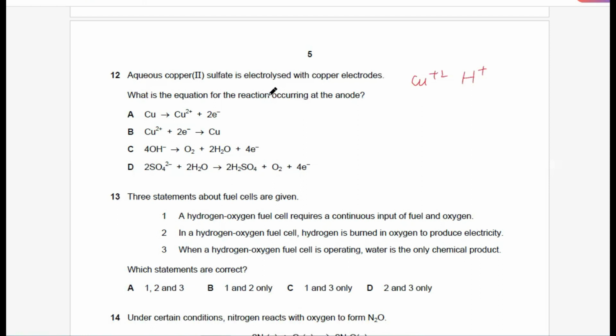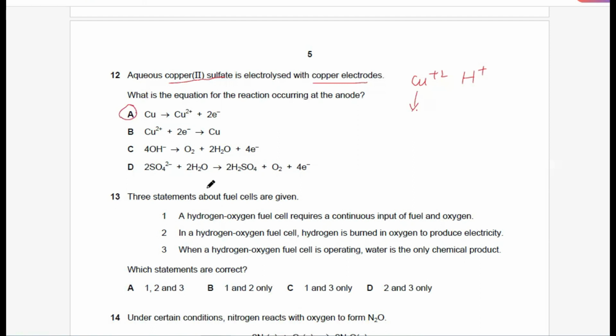copper electrode. Okay, it's about the active electrode system. So when we talk about active electrode system, at the cathode copper ions will move while the anode gets dissolved. So over here A is the right option because we don't have to think about the rest of the ions, because we are using copper sulfate and copper electrodes, right? So the copper 2 plus ion is going to be reduced at the cathode, but for the anode, the copper electrode will get dissolved, right? So over here A is the correct option.